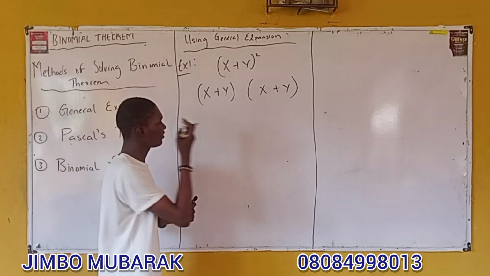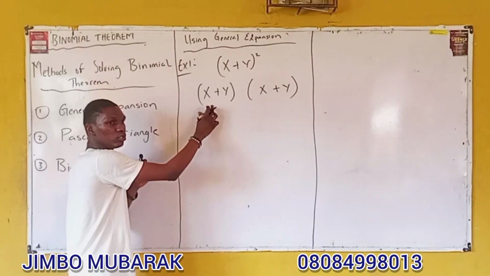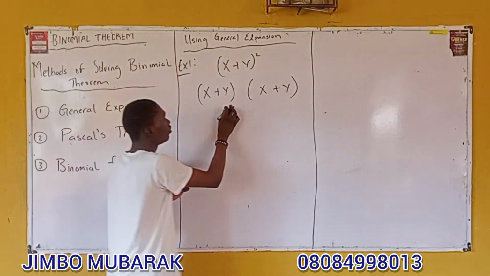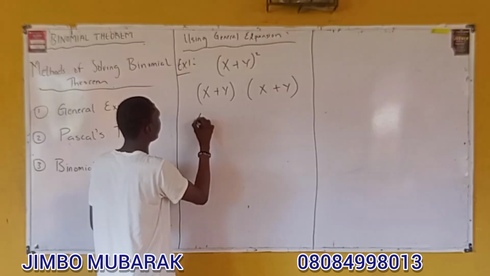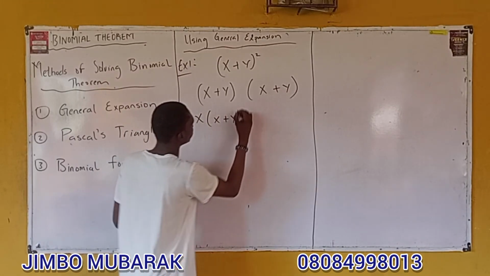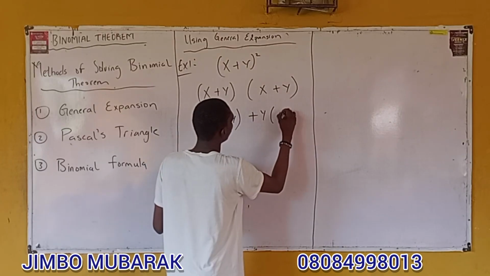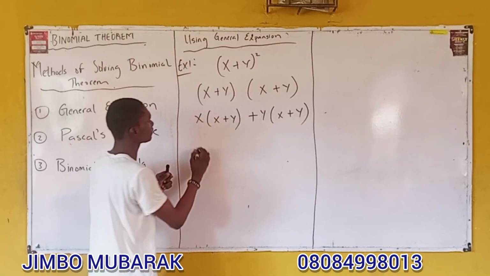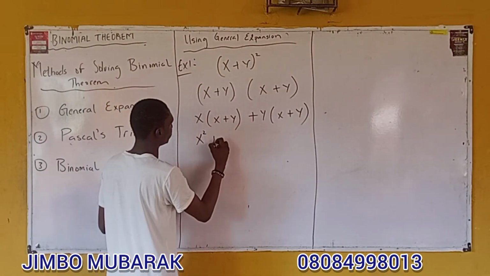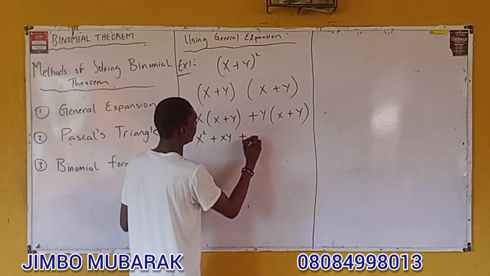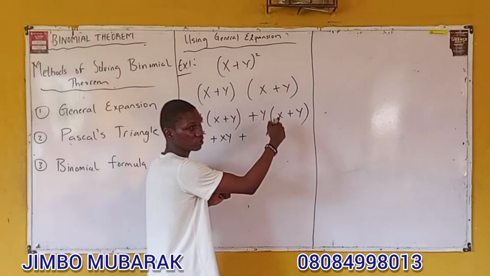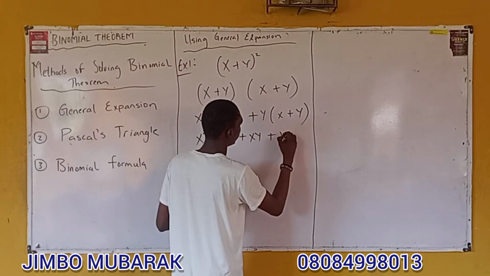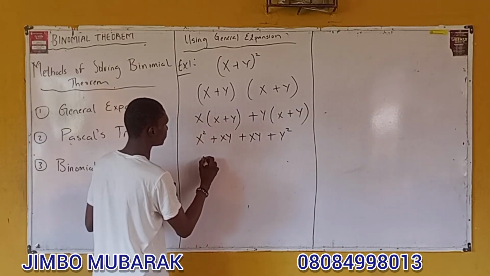Okay, so what we are doing next is that we want to take one variable here, multiply by this other variable, then take the second one, multiply by this also. So we have x open bracket x plus y, y open bracket x plus y. So x times x is x square. x times y is xy. Then y times x is xy. Then y times y is y square.